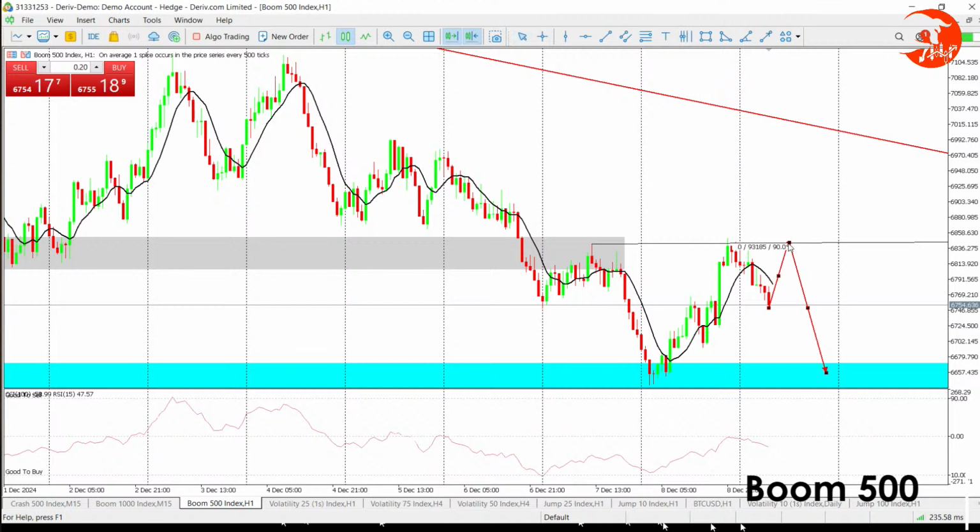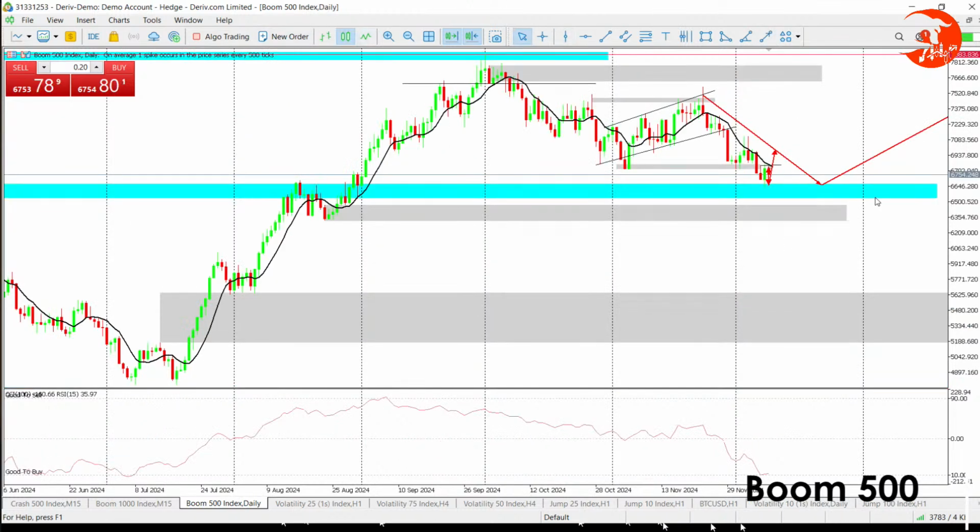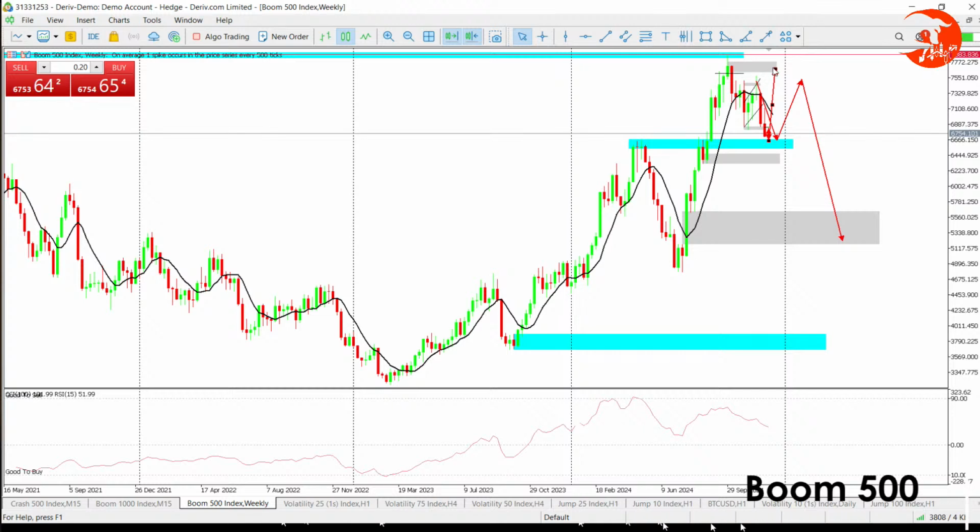Let's look at something like that. That's what we may see according to H1. Yeah, we may see that kind of move, and then once we reach here, that's where we are going to get our buy entries to take us all the way there, or even around that level there, according to weekly. Yeah, that level or that fair value gap there.